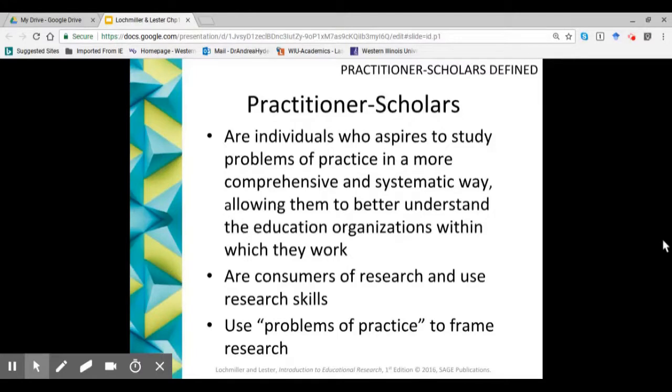So in this course, we have a lot of practice in reading research, dissecting it, picking out the author's intentions, framework, approach, methods, and try to evaluate whether or not the design was appropriate for approaching the problem. And then the second assumption about practitioner scholars for the purpose of this book is that they use problems of practice to frame their research.